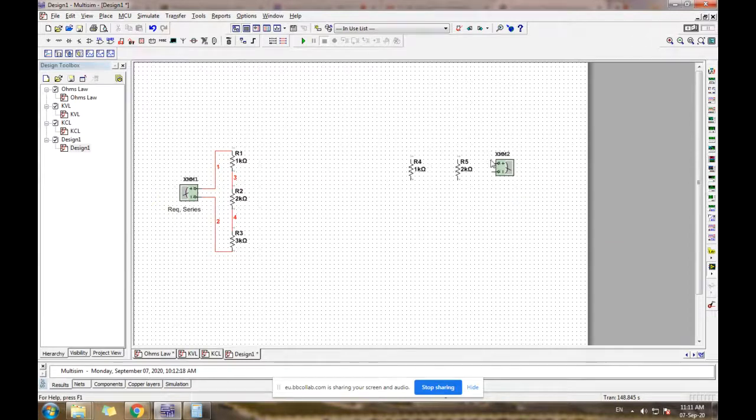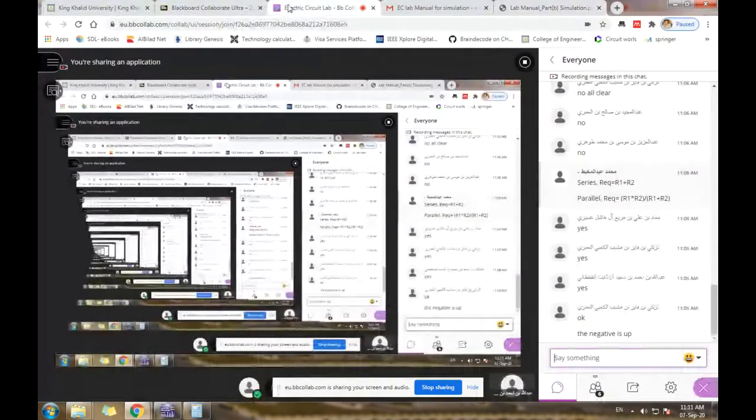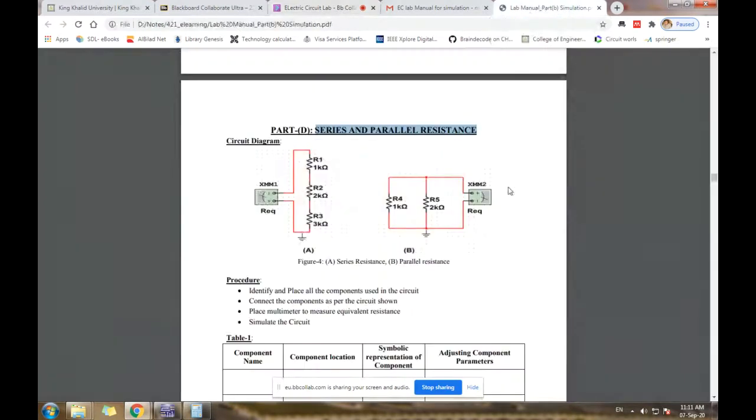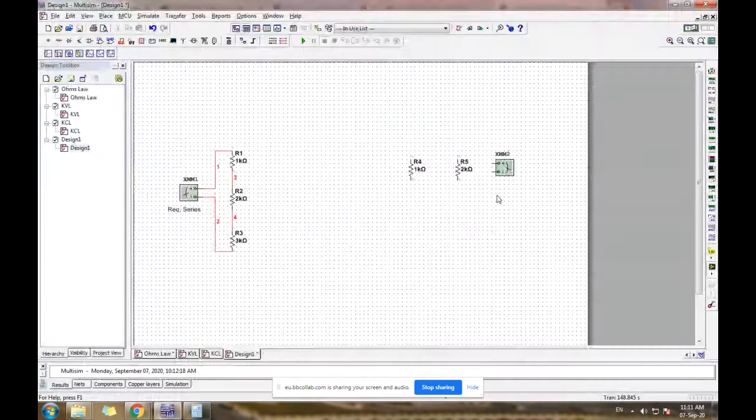Next, similarly, any questions? We will check what happens when the negative is up and what happens when the positive is up. I want to show you the difference. So we will check the difference and we will conclude it. What is the difference? Okay. So these two are in parallel.